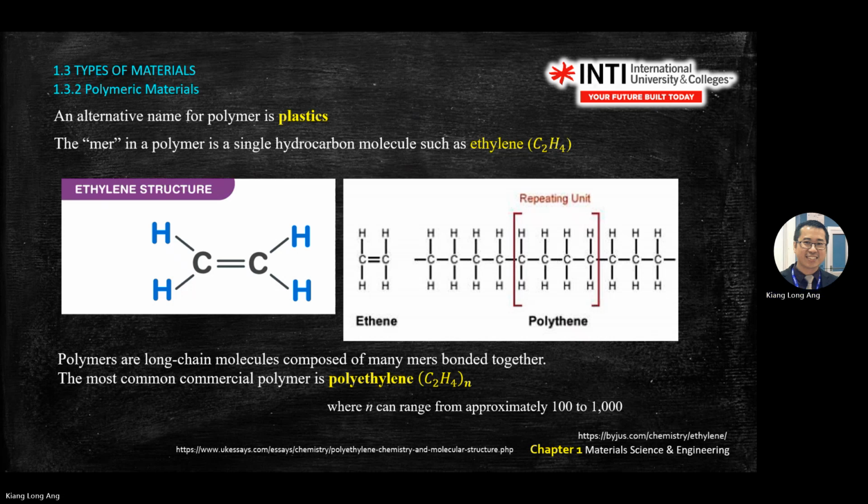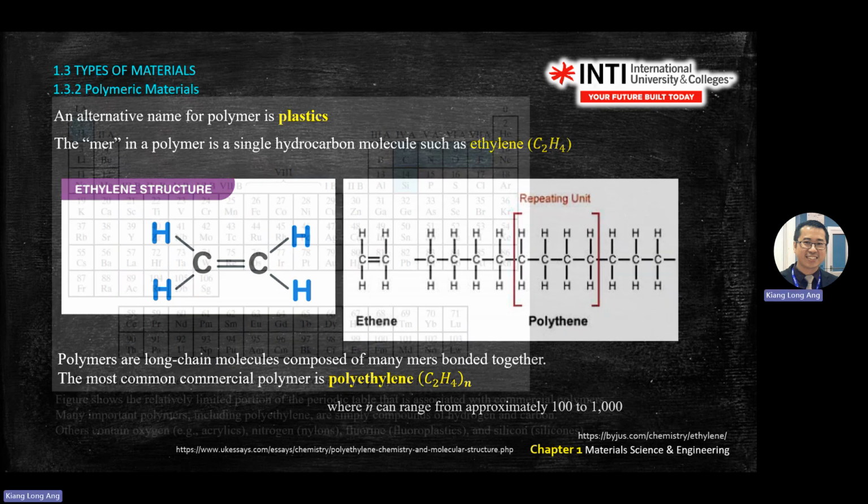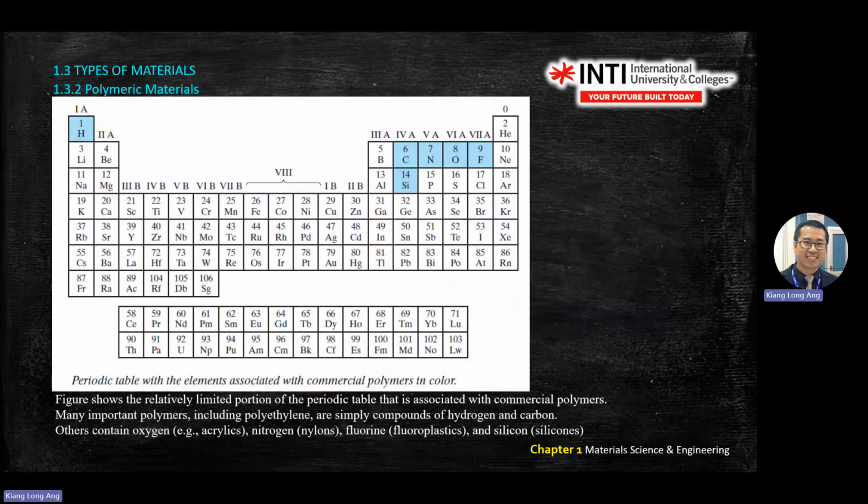Again you see a periodic table. The ones highlighted in blue are used in commercial polymers. Commercial polymers are a combination of C, N, O, F, Si, and hydrogen. Different percentages of all these elements will give you different names of polymer.